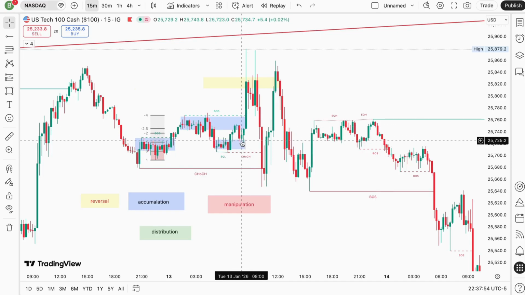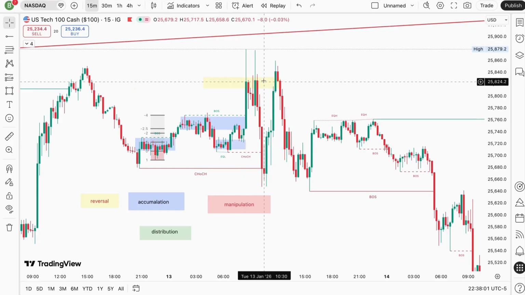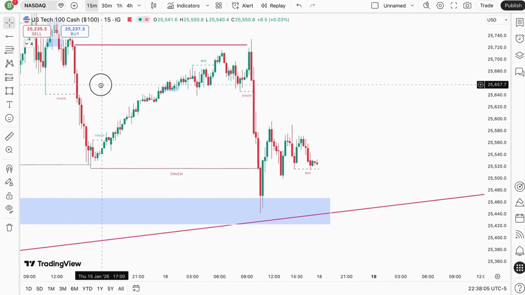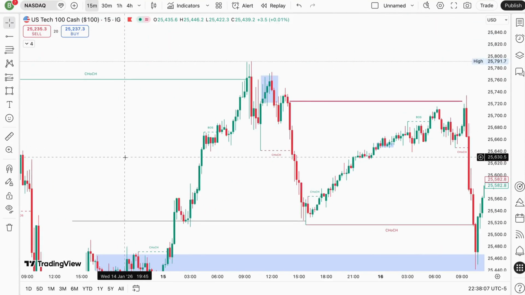For example, we see this here. It has a quick leave, comes back into the range, and we see filling out more orders right here, and boom, it took off. That is just one example of trading using the AMD strategy.